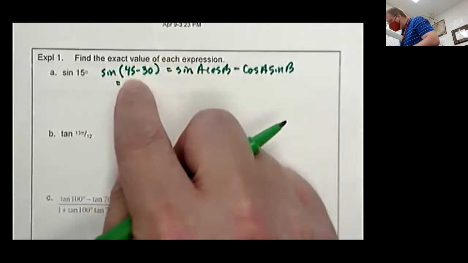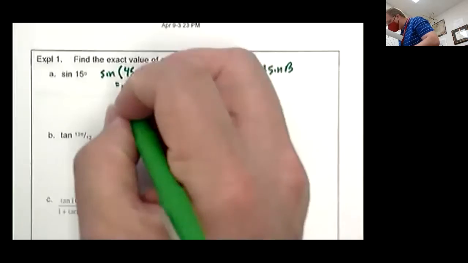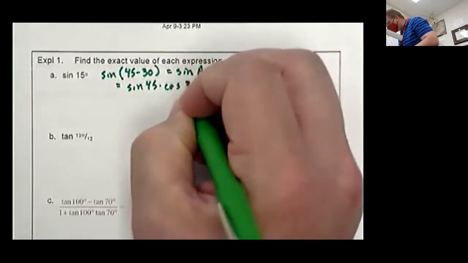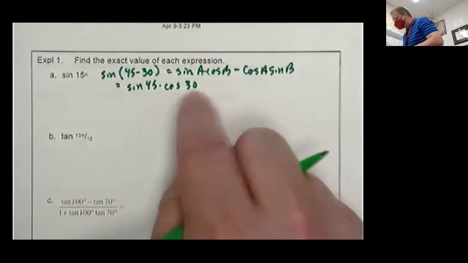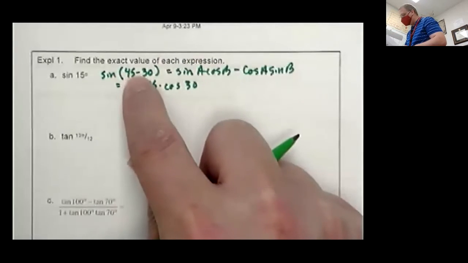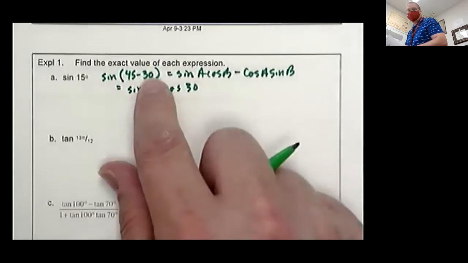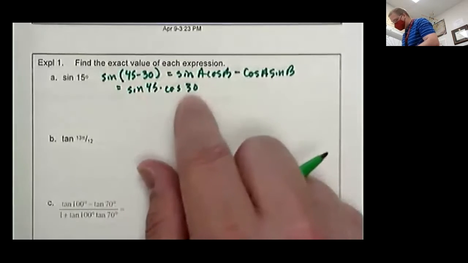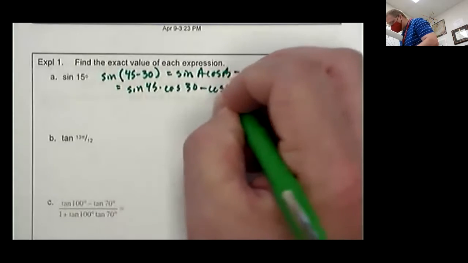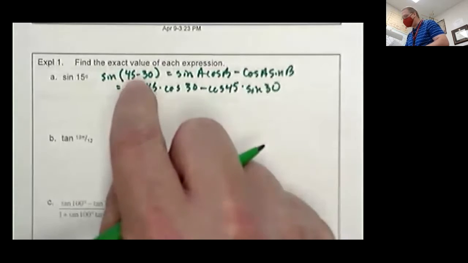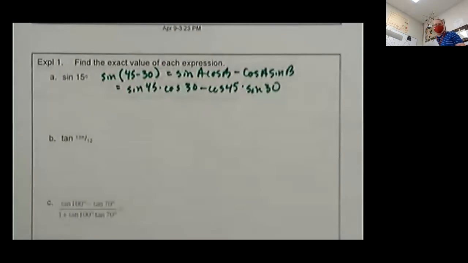Using 45 for a and 30 for b, we're going to get sine of 45 times cosine of 30. Note this is not cosine of negative 30. The negative is with the identity. Okay, so we're going to leave that negative there. So this is cosine of positive 30 minus cosine of 45 times sine of 30. And again, that's going to be a positive 30. The negative goes with the rule, not the number. It goes with the identity, not the number.